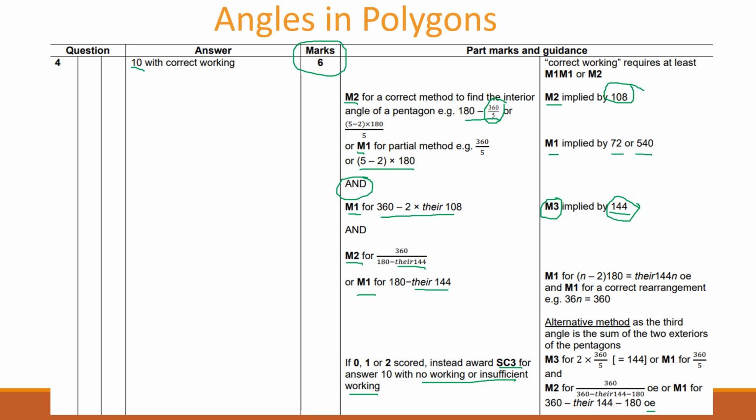So there's lots of information on this mark scheme. The main bits you need to be aware of is the final answer over here on the left is 10, and that is worth 6 marks. But you must show your working, otherwise you can only get a maximum of 3 marks.